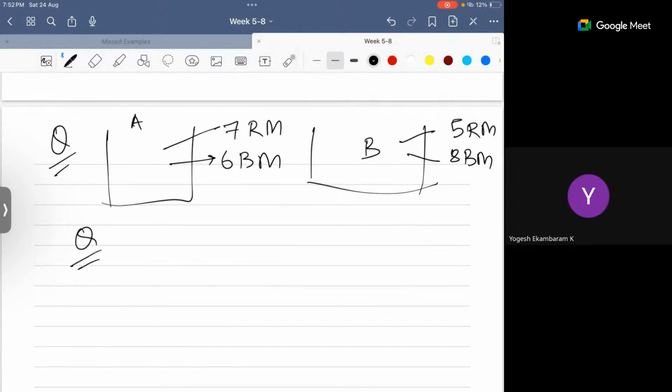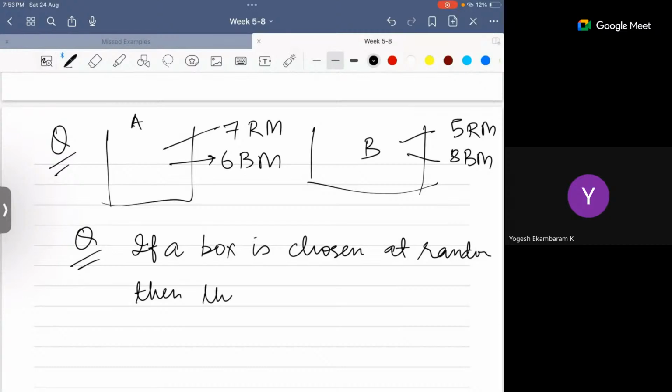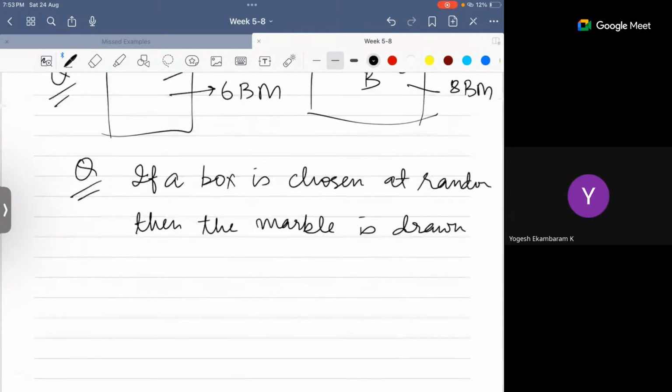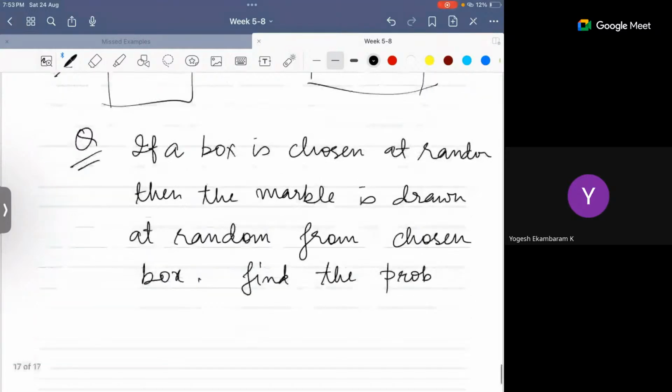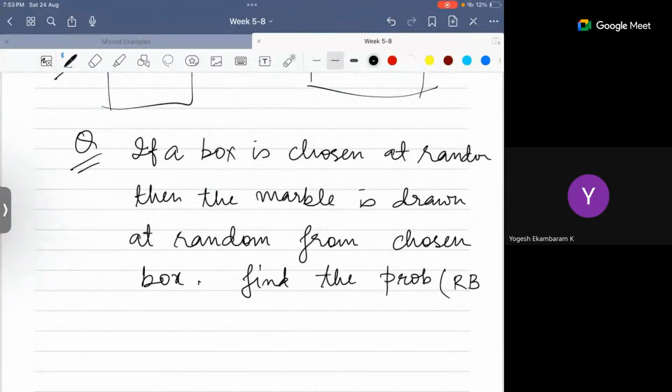See, the question is what? If a box is chosen at random, then a marble is drawn at random from the chosen box, then find the probability that this is a red ball. This is a red ball or red marble.